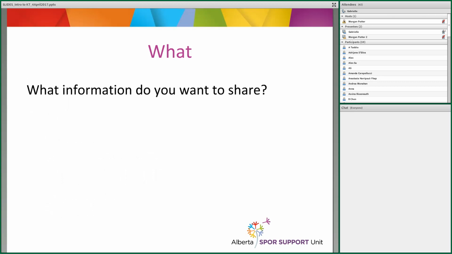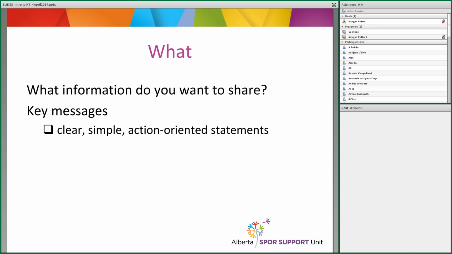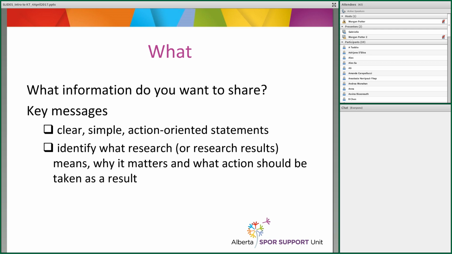And then, of course, what exactly is it that you want to share? You need to develop key messages that are specific to your KT goals and objectives. They need to be very clear, simple, action-oriented statements. Identify what the research means, why it matters, and what action should be taken as a result. And it will most likely need to be tailored to the needs of each specific target audience. What do you want to tell people? What do they need to know in order to create change?